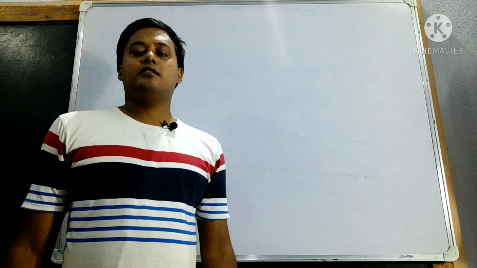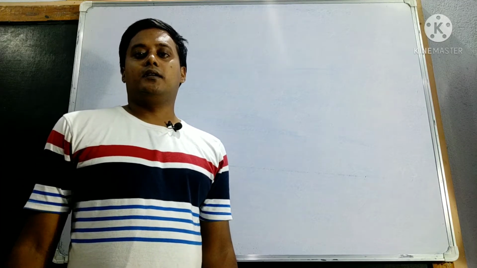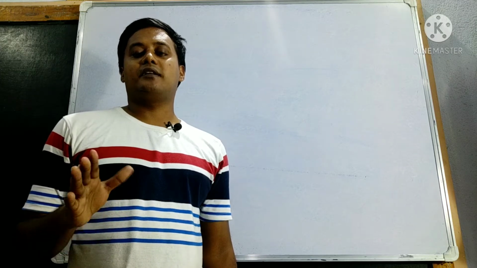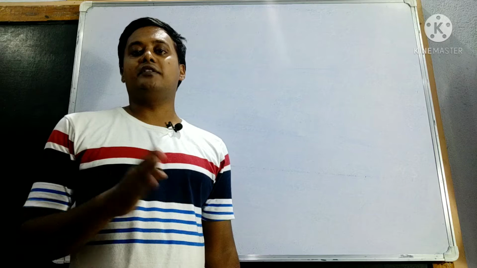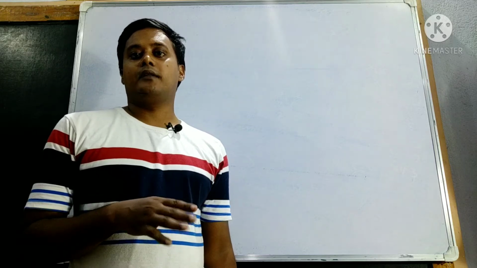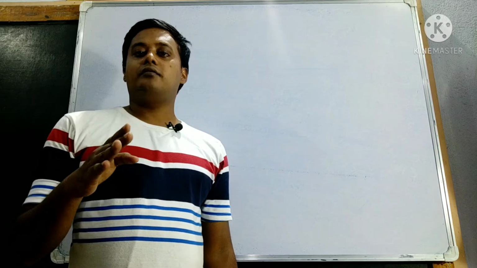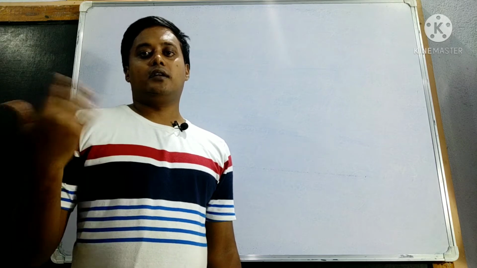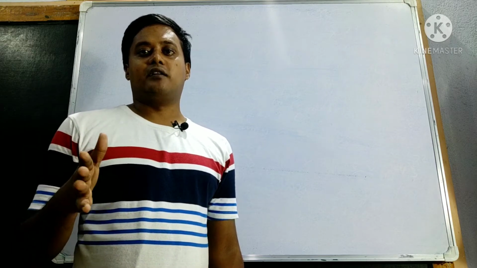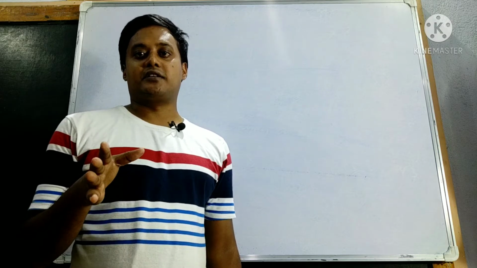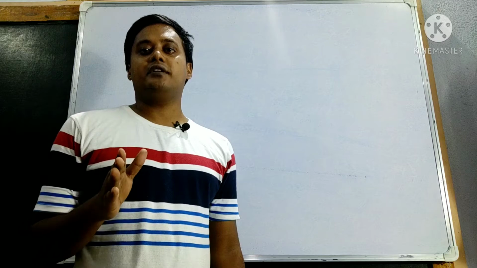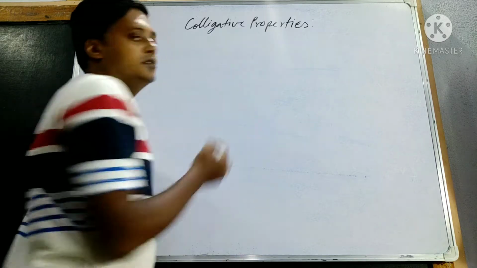Today I will discuss colligative property. In this class I will only explain the mathematical expressions of the different colligative properties. The graphs of these colligative properties are also important. In the next class I will explain the graphs and their physical interpretation. Today, only the mathematical expressions of the different colligative properties.